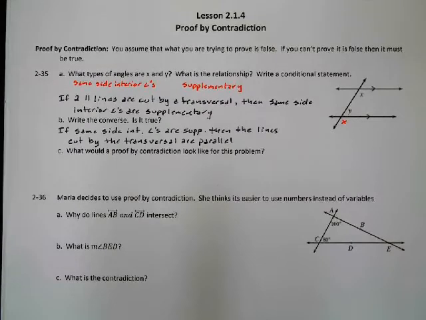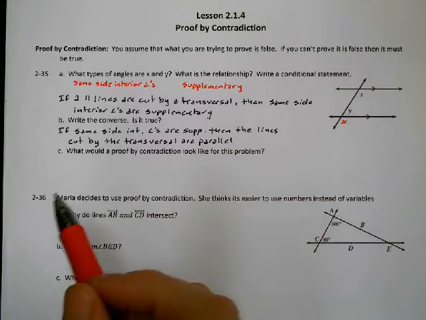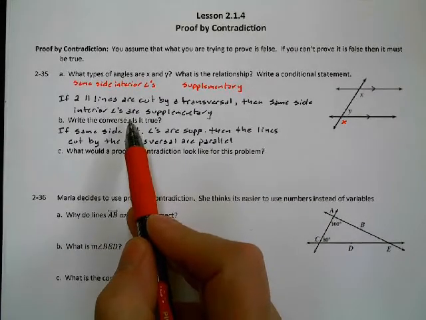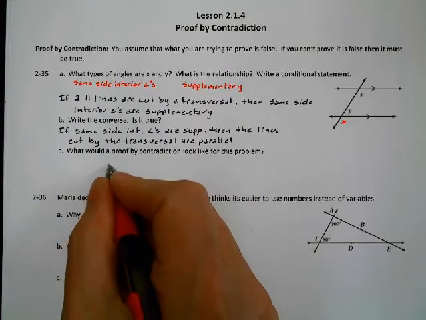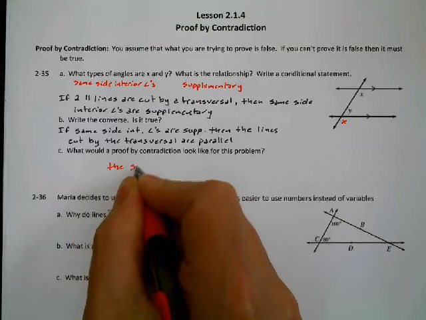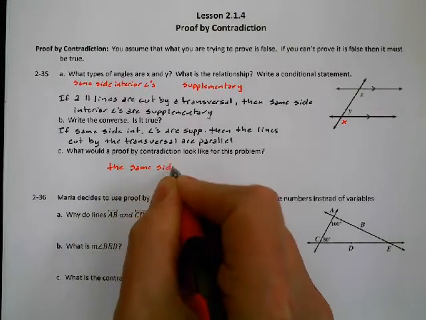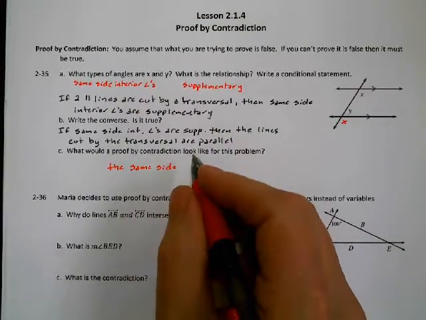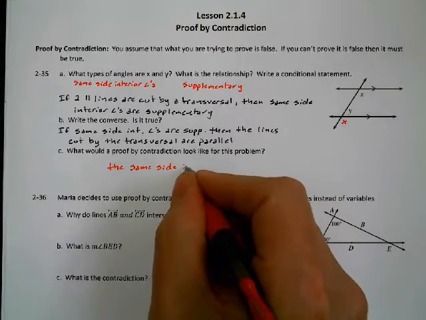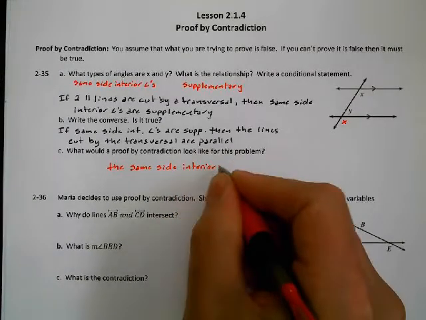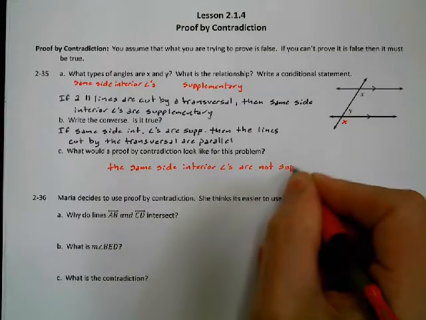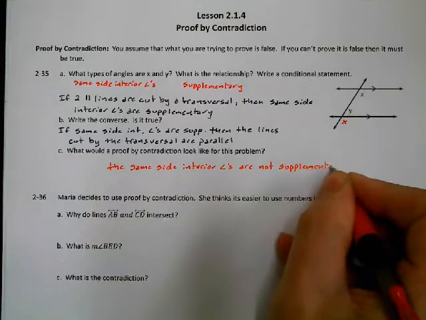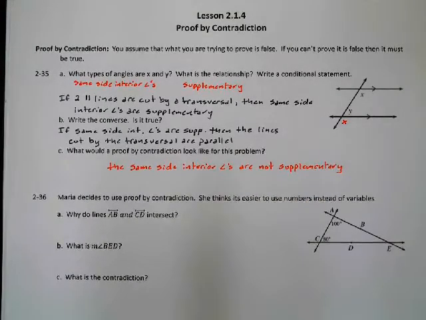Anyways, here we go. So what would a proof by contradiction look like? We would try to state the opposite of what we're saying here. So our first step would say that the same side interior angles are not supplementary. But that's kind of hard to prove that the same side interior angles are not supplementary.